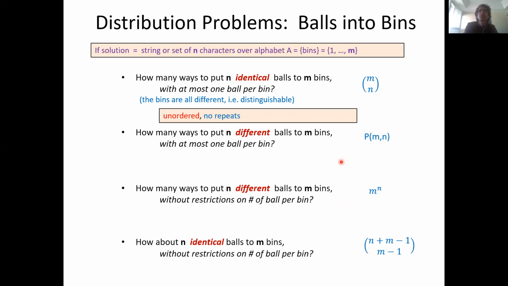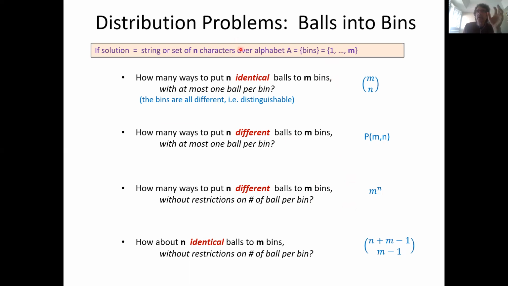So in other words, if we represent the solution, if we try to map it in our set of traditional representations, not balls into bins, but as strings over an alphabet. So the alphabet is the bins. The selection of these m bins means that I'm taking a string of size n that has no repeats, and it's not a string really, it's a set. It's unordered because the balls have no labels.